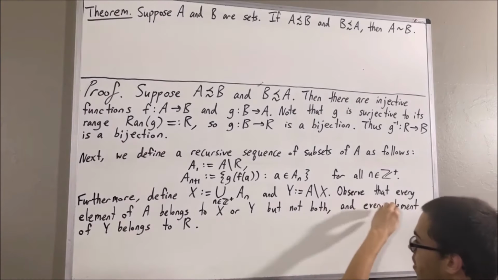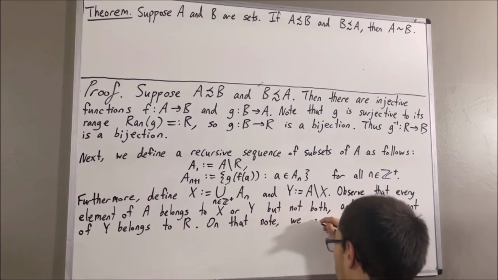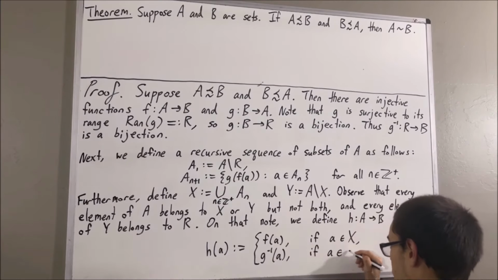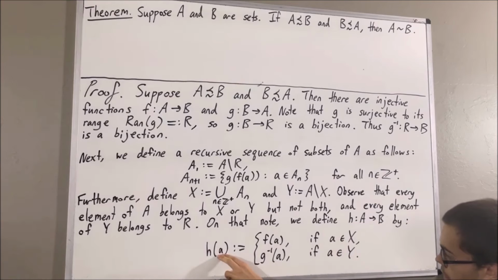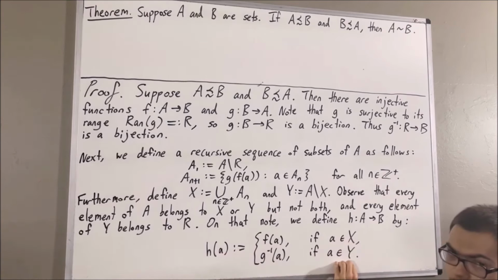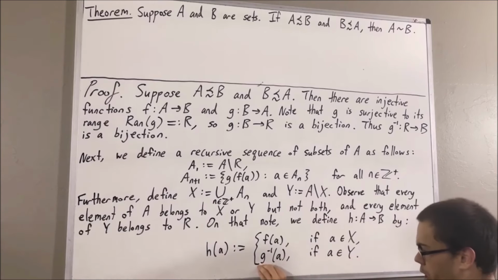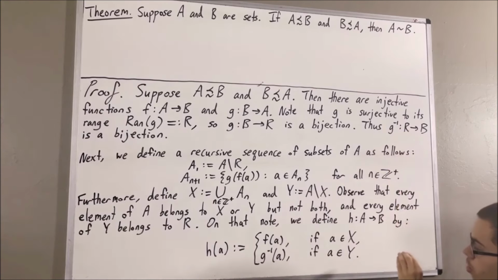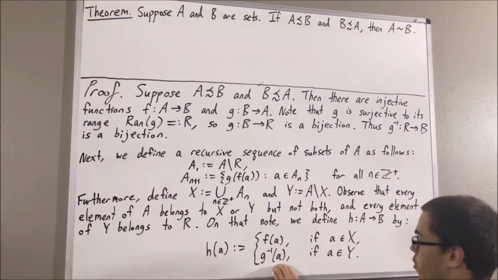So, because these two facts are true, we're allowed to define the following function. Right, and let's make sure that this definition makes sense. If we give ourselves an arbitrary element in A, call it a, well then, exactly one of these options is true. Well, if a belongs to X, then we'll just assign H of a to be F of a. On the other hand, if a belongs to Y, we assign H of a to be G inverse of a. Right? G inverse of a only makes sense if a belongs to R. Well, since a belongs to Y, and every element of Y belongs to R, a must belong to R. Therefore, G inverse of a makes sense.